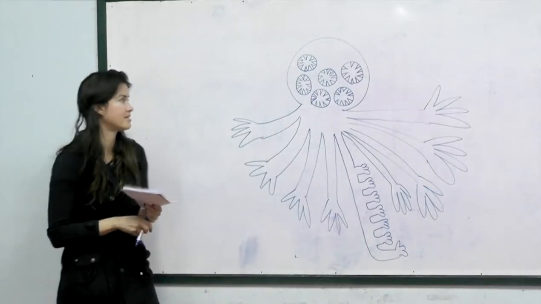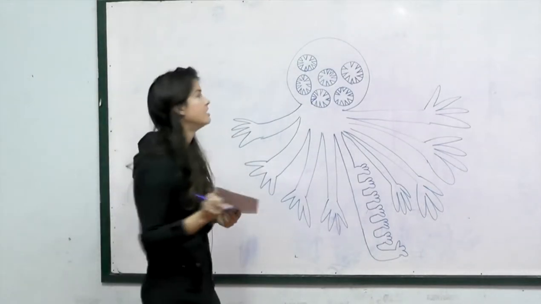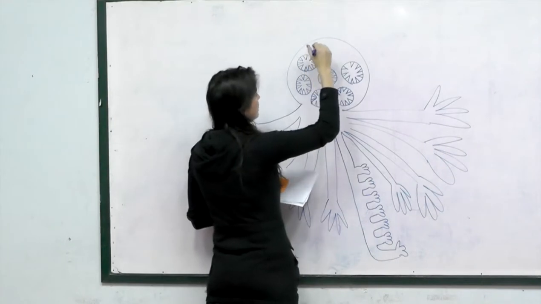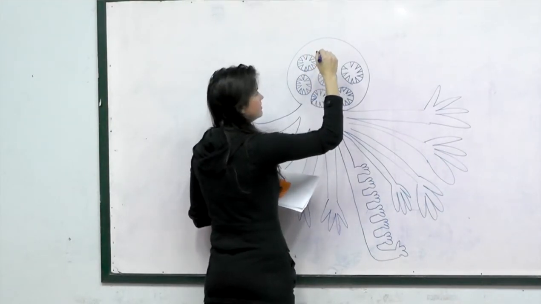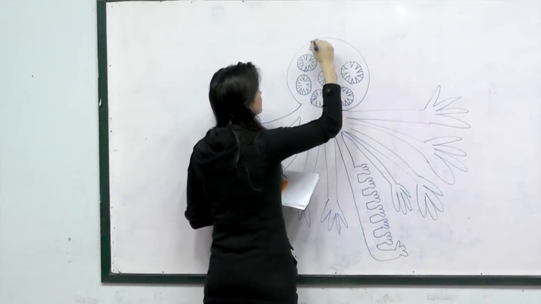Oh my gosh. Does this monster look kind of crazy? Yeah, let's give him some eyes. How many eyes should he have? 4 eyes? Okay.